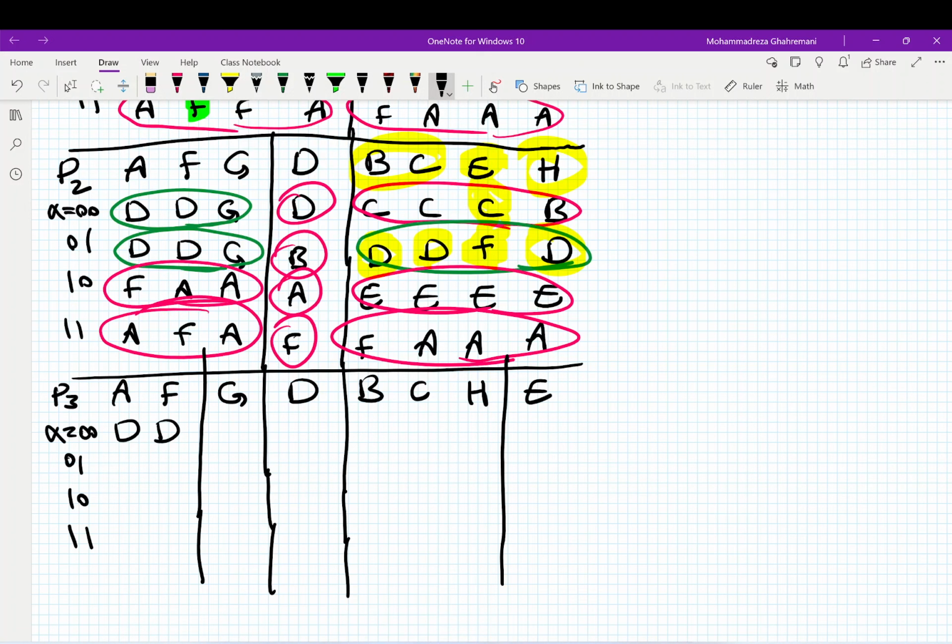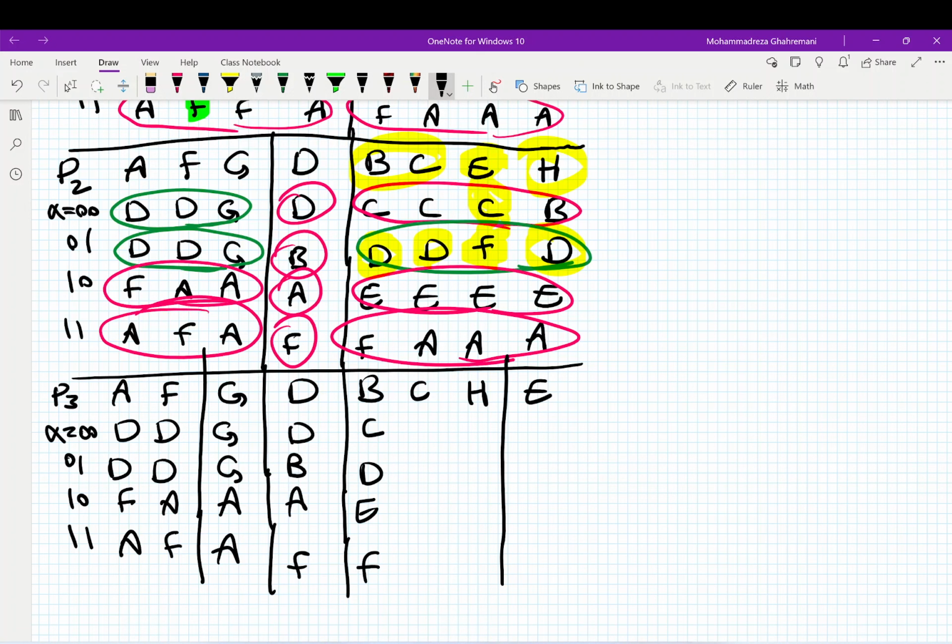So DD, G, DD, G, FA, A, AF, AF, A. For D, we have DB, AF. For B, we have CD, EF. For C, we have CD, EA. For H, we have BD, EA. For E, we have CF, EA.